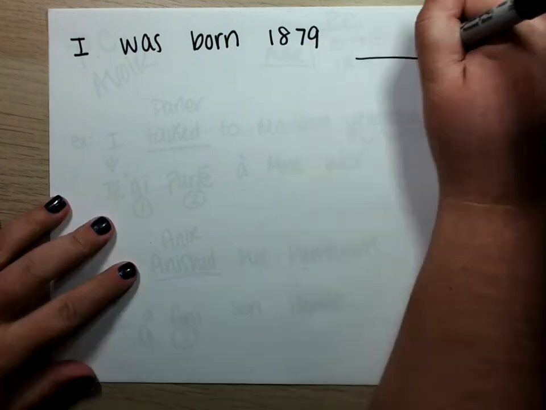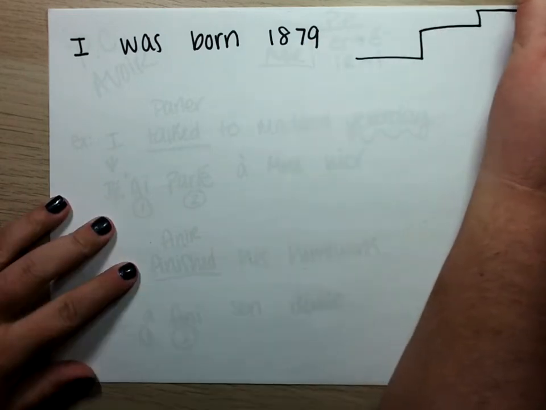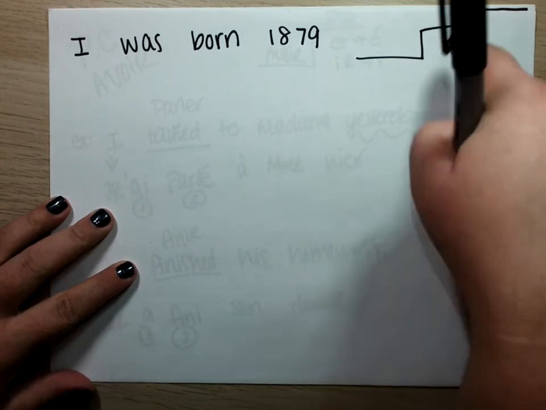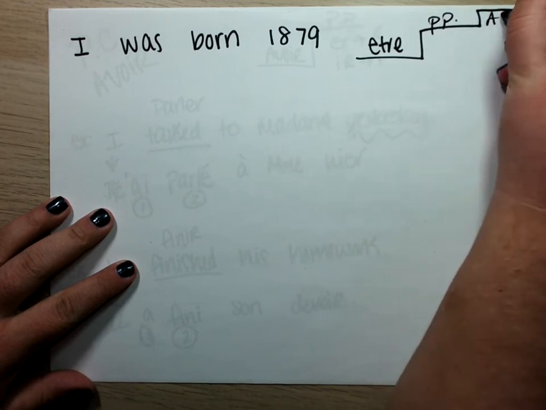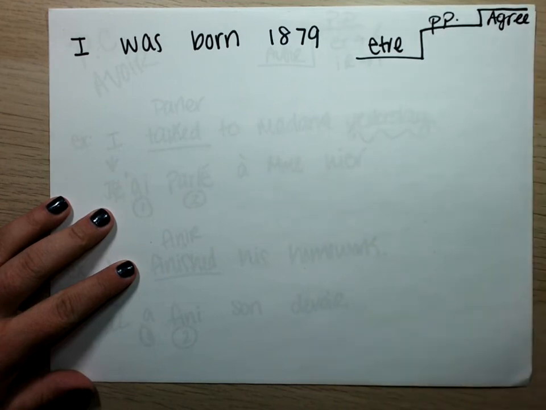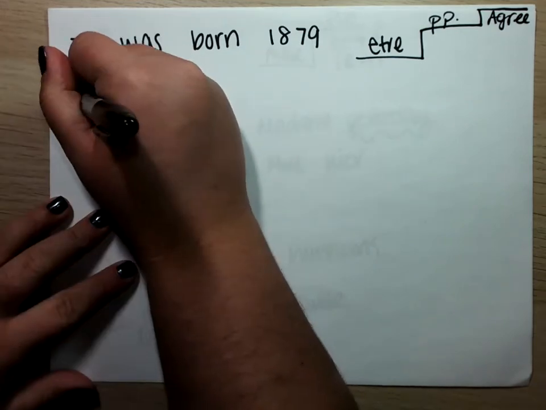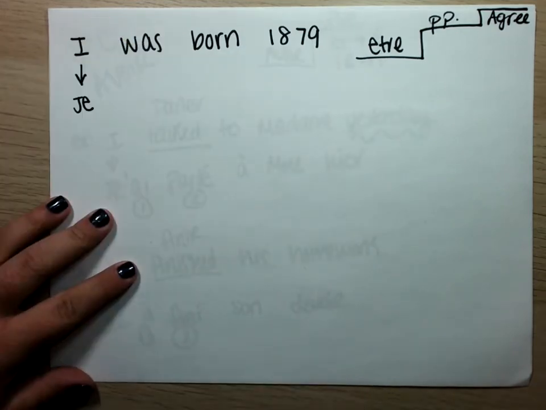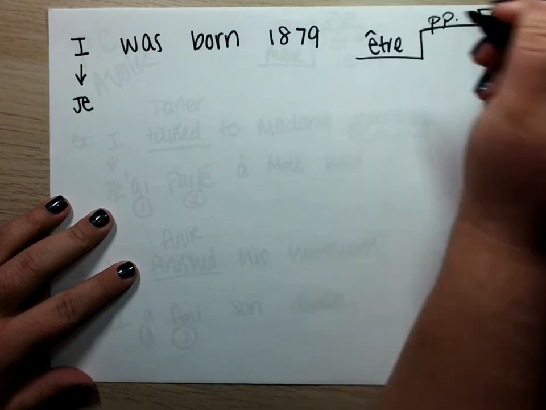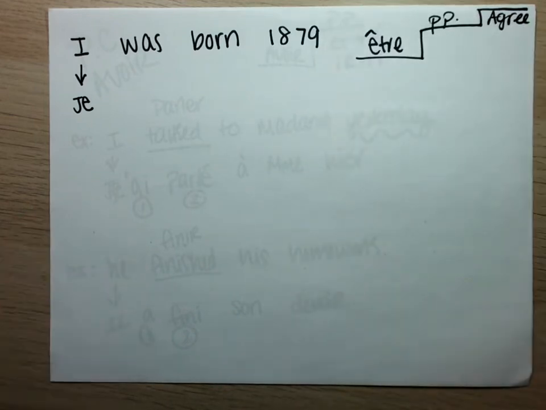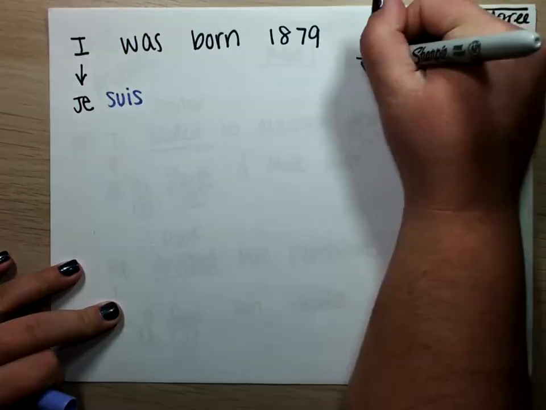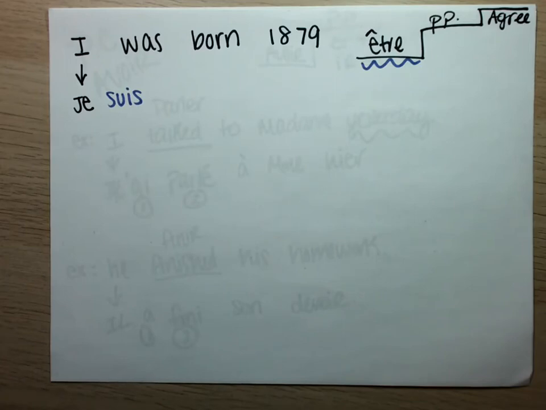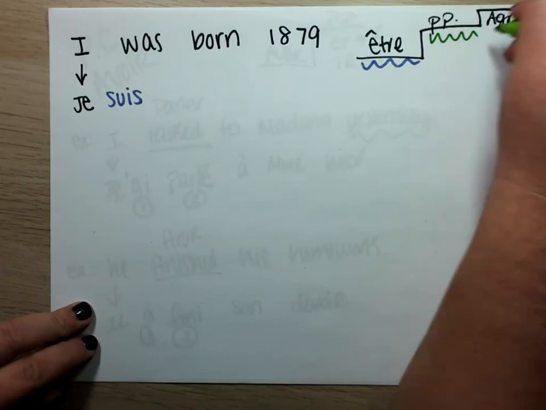So the first thing that we need, you should remember, there are 3 steps to the passé composé être. Those 3 steps: we need être first, then your past participle, and then your agreement. So the first thing we're going to do is bring our subject down with je. Now we need our être, our verb. So we're going to say je suis. So je suis is going to be our être. And now we need the born part. And the born is going to be our past participle.